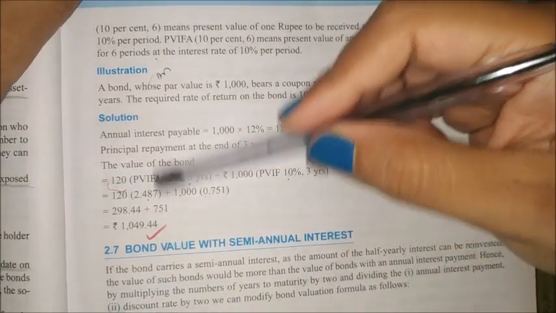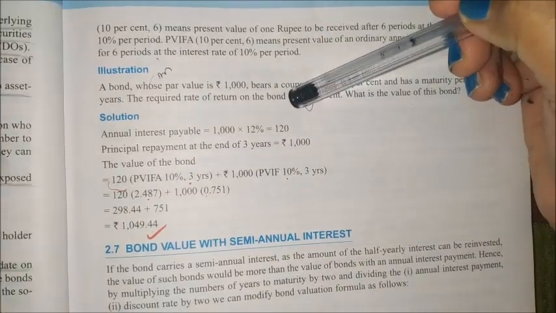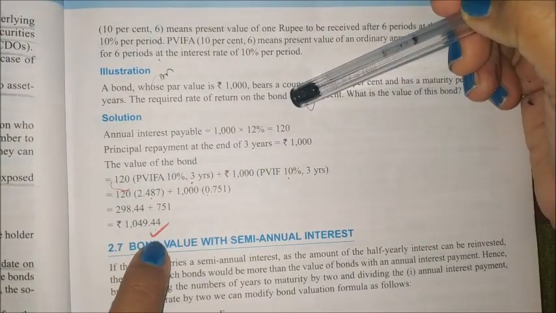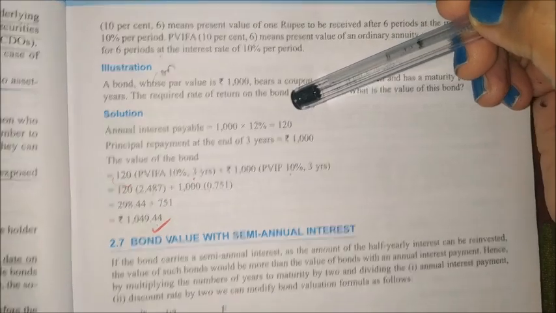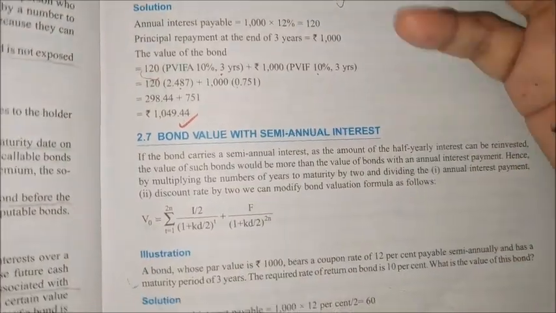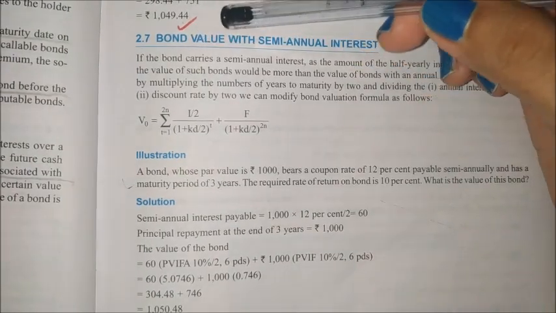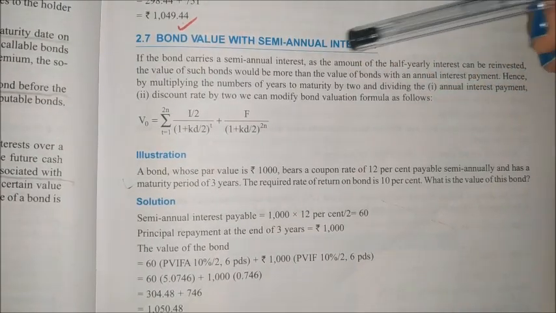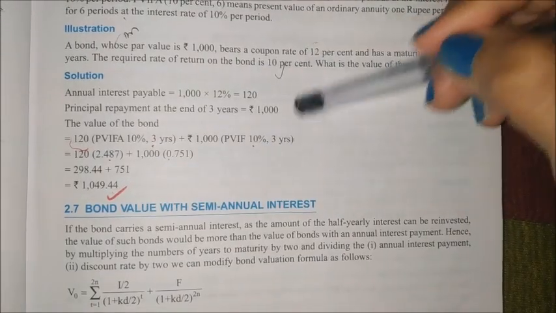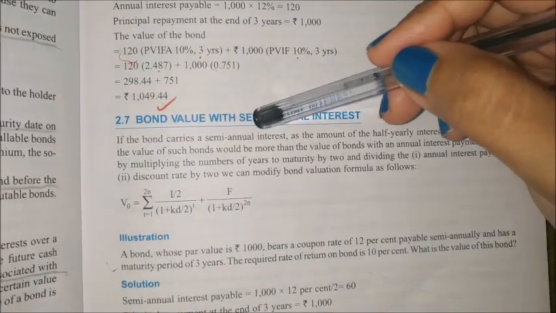In part 1 I discussed how to calculate the value of a bond, up to this 1049.44. Now in part 2 I am going to calculate some more numericals. Now I have to calculate bond value with semi-annual interest. Here I calculated with annual interest rate, now I have to calculate with semi-annual interest.